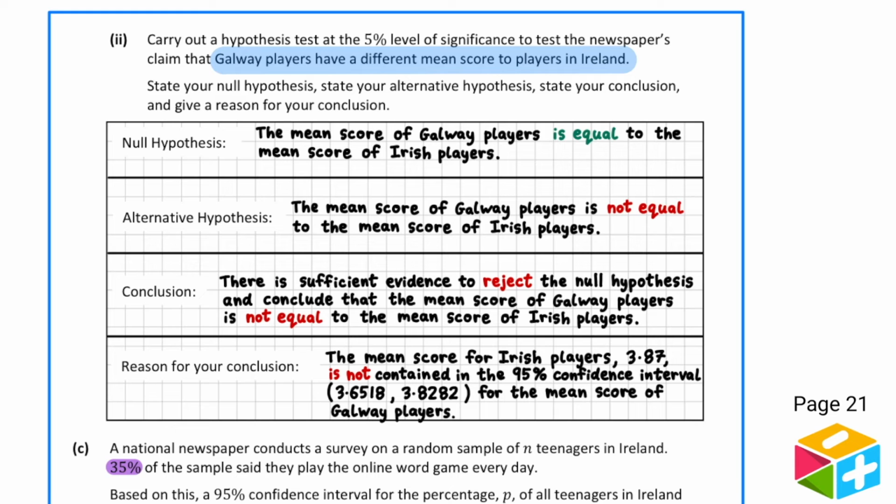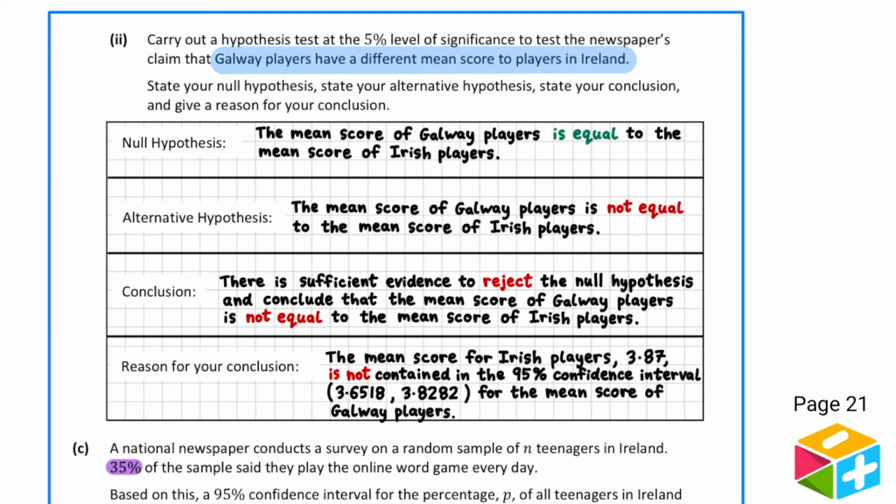When we do hypothesis testing, the null hypothesis tends to include equality. In other words, it's often in the form something is equal to something else. In this context, our null hypothesis is that the mean score of Galway players is equal to the mean score of Irish players. To find the alternative hypothesis, we need to consider what happens if the null hypothesis is not true.